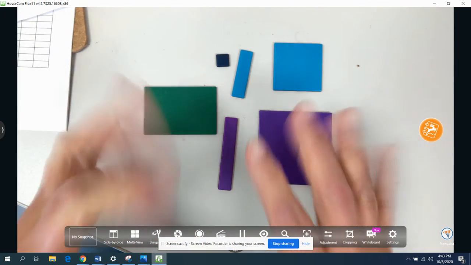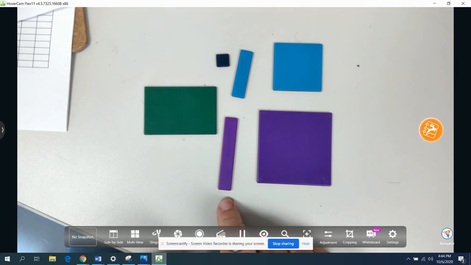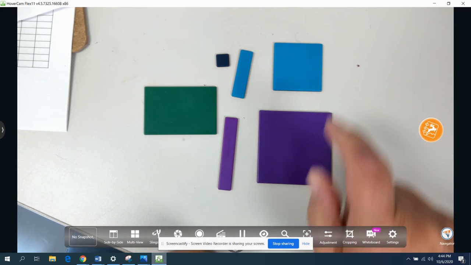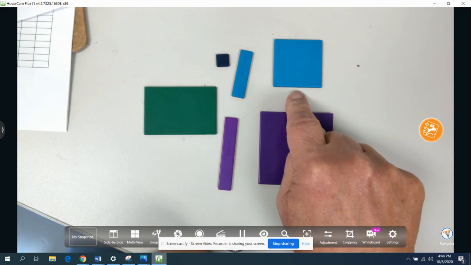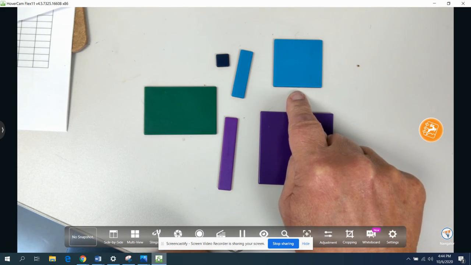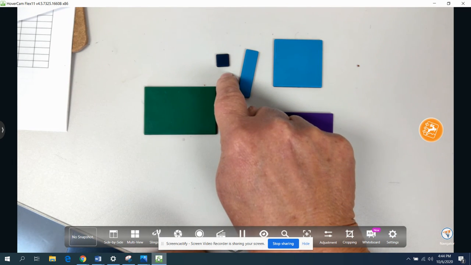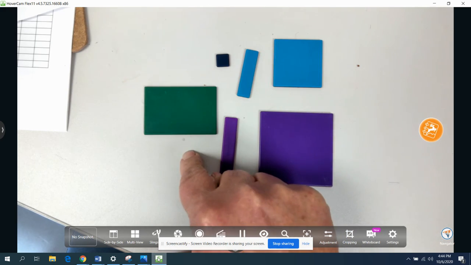For instance, this one would be described as 1y plus, then I have a y squared, so 1y squared, plus, then I have an x squared, so plus 1x squared, and then I have an x, so plus 1x, plus 1, that's my unit tile, plus 1xy.